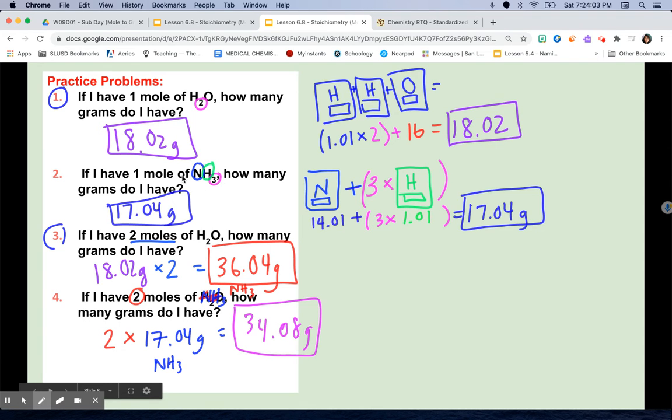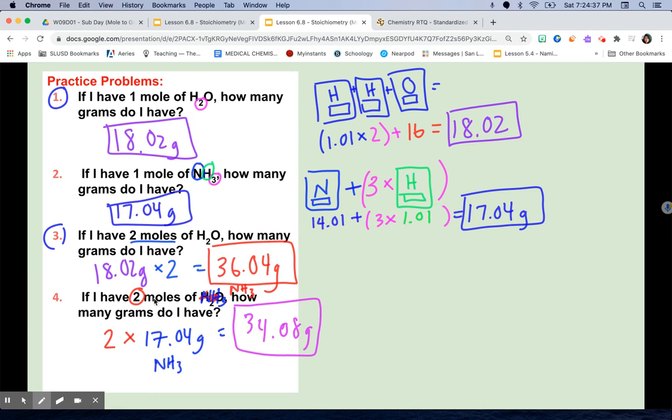So for question number 2, if you have 1 mole of NH3, if I look up on the periodic table, N has an average atomic mass of 14.01. There are 3 H's, so 3 times the average atomic mass of H, or 3 times 1.01. So 14.01 plus 3 times 1.01 will give me 17.04 grams.